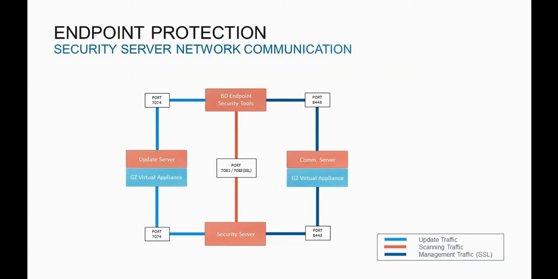The security server will need to be able to connect to the communication server, in order to receive tasks and policies assigned from Control Center, and to be able to send the security status to the database. Updates will be downloaded from the local update server through port 7074. Bitdefender Endpoint Security Tools with central scan engines will need to be able to connect to the security server for offloading anti-malware processing, the communication server for receiving policies, tasks and sending security status back to the database, and the update server, for downloading updates and upgrades.